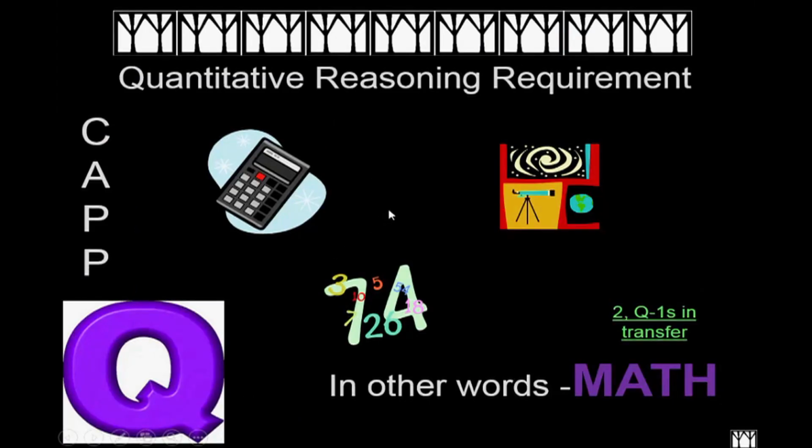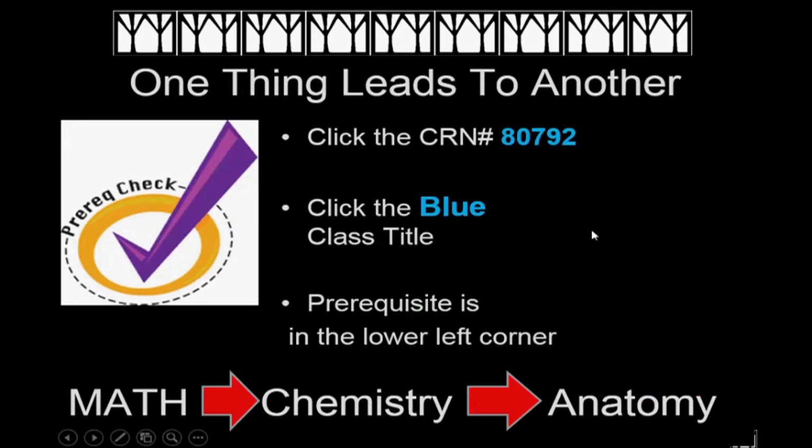After Qs, we have prerequisites for a course. Now it's very, again, we're building our foundation and one thing leads to another. So to support our math foundation, we don't want to take chemistry first.